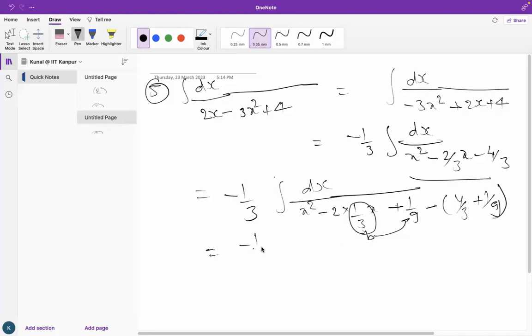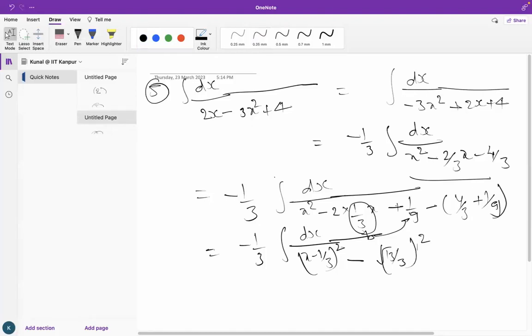So when we write it into a perfect square, it looks like x minus 1 by 3 whole square, and minus, when we add this, what we get is 13 by 9. It looks like root 13 by 3 whole square. Now this is of the form 1 by x square minus a square, right? I hope you all understand this. So this problem here is of the form 1 by x square minus a square.